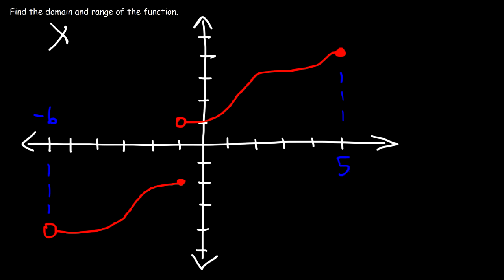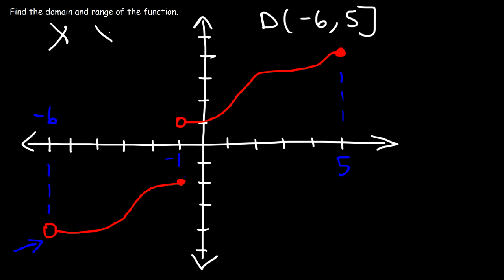And notice that there's a jump in the graph at negative 1. However, x can be negative 1. So x could be anything between negative 6 and 5, except negative 6, because we have an open circle at negative 6. But it can be negative 1, because we do have a closed circle at negative 1. So the domain for this one is going to be negative 6 to 5, because it could be any x value between negative 6 and 5, just not negative 6.